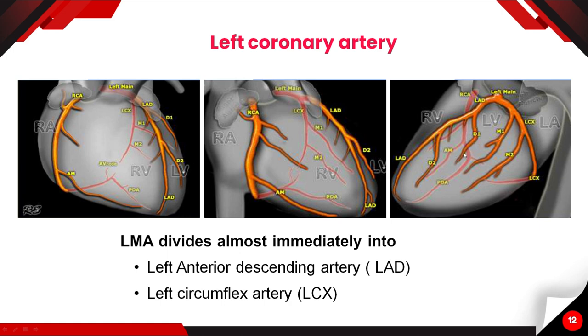This is the first diagonal branch, this is the second diagonal branch. The first diagonal branch is the point which divides the left anterior descending artery into proximal and mid portions. There can be more than one diagonal branch.